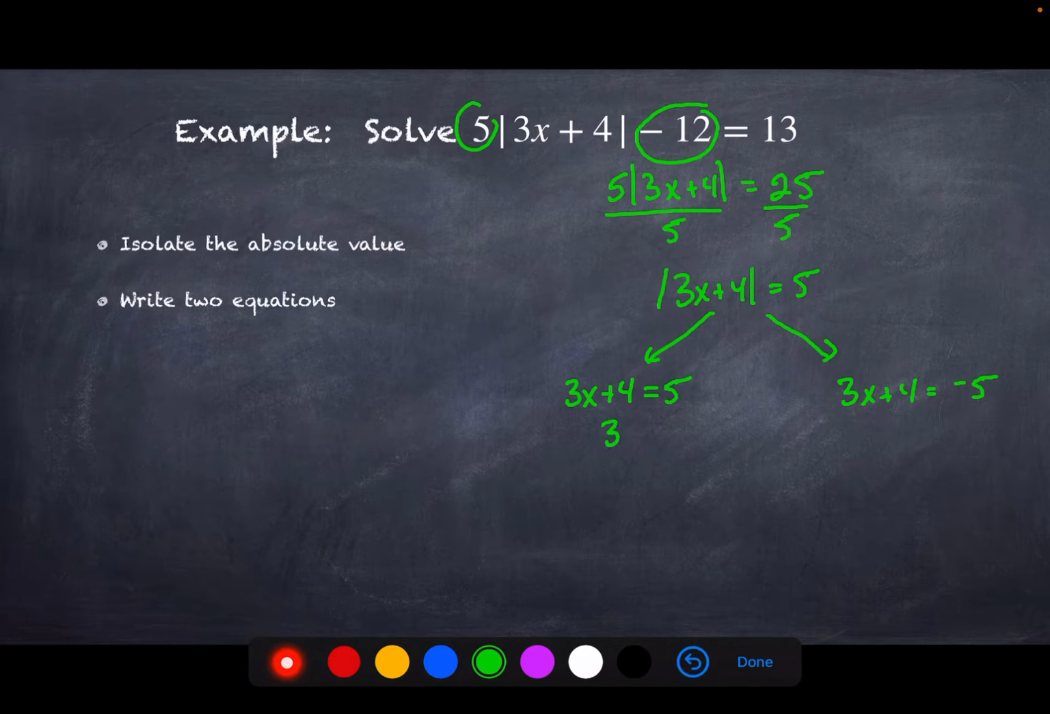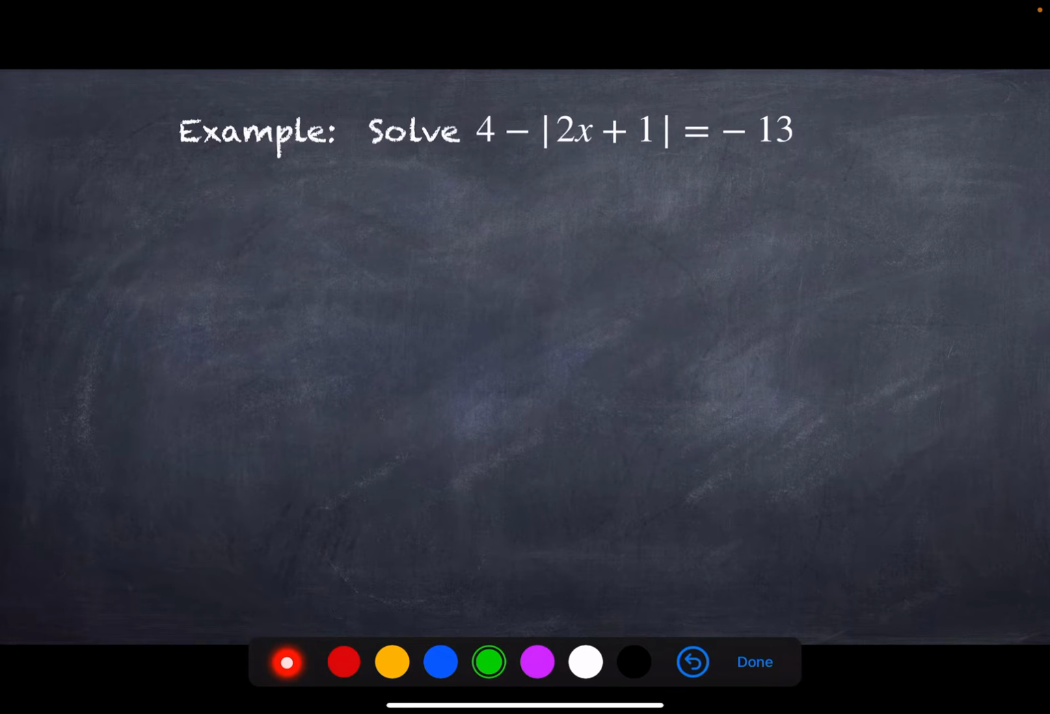On the left, I get 3x equals 1. And then I'll have x equals 1/3. On the other side, I'll subtract the 4 to get 3x equals negative 9, and I'll divide to get that x is equal to negative 3. So then I have my two solutions.